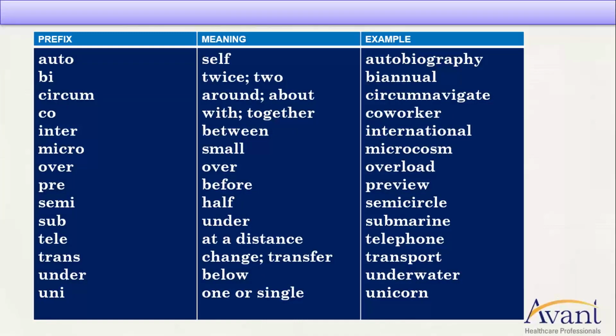So here are some common prefixes. Remember, the prefix comes before the root word. For example, the first one, auto. Auto means self. So for example, autobiography, right? Here's the prefix before the root word biography. Combine them together and you have autobiography. Of course, this is very common in English and also very common in medical terminology, as you probably know already. I don't have to tell you about that.